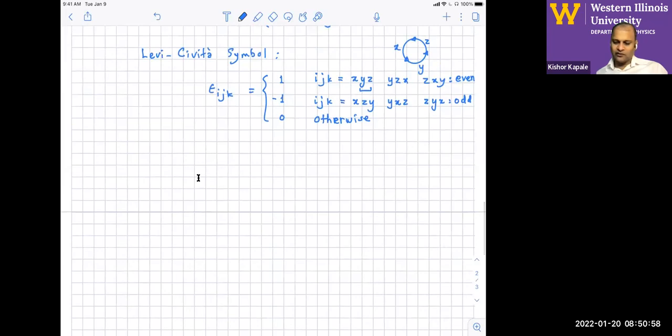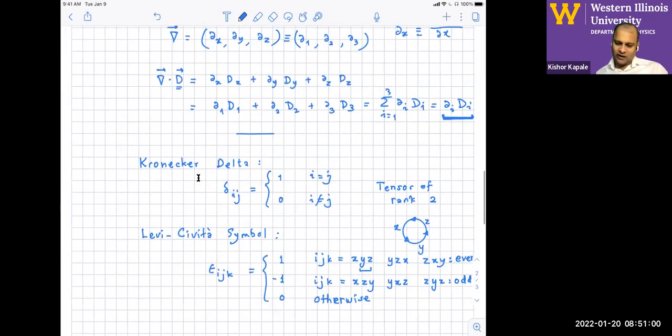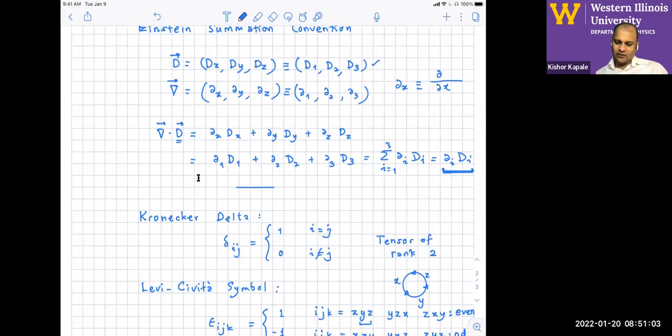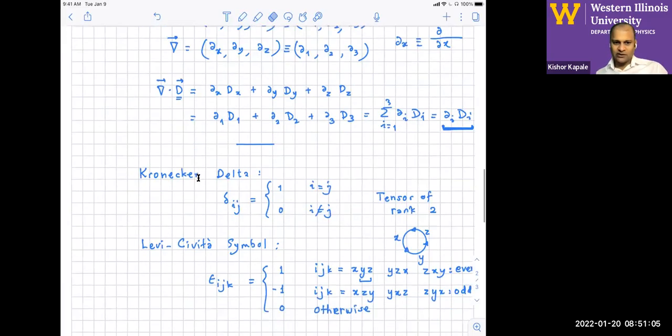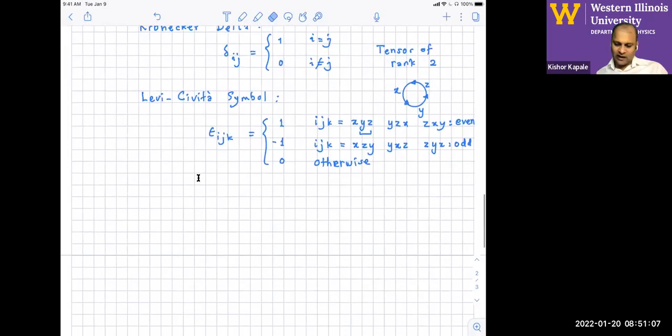You don't, of course, have to use x, y, z as symbols, just like we used 1, 2, 3 instead of x, y, z here. You could do that as well, and it doesn't change anything because it's just the index. So an index can have any arbitrary notation that you want to use.